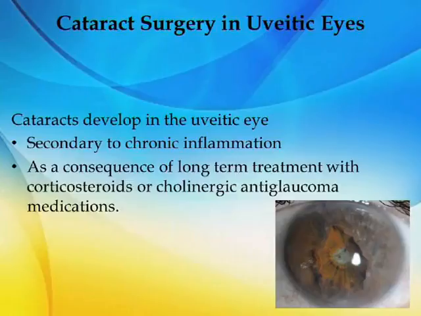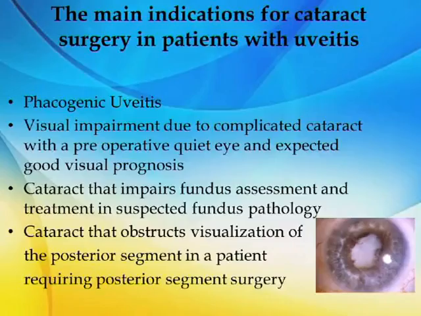Cataracts develop in the uveitic eye secondary to chronic inflammation or as a consequence of long-term treatment with corticosteroids or cholinergic anti-glaucoma medications. There are 4 main indications for cataract surgery in patients with uveitis. The first one is phacogenic uveitis. Here, there is no waiting period. You have to take up for surgery immediately because the leaking lens protein is the causative factor. So immediately take up for surgery and proceed to control inflammation in the postoperative period.